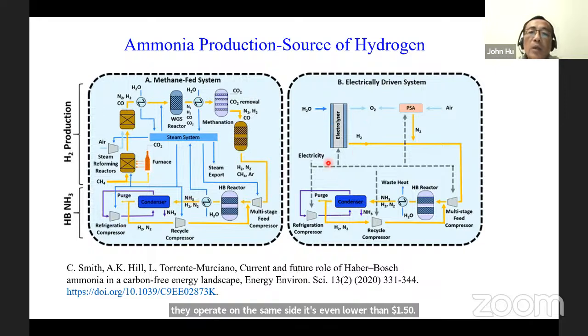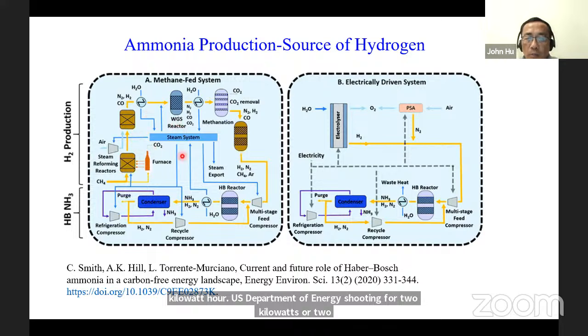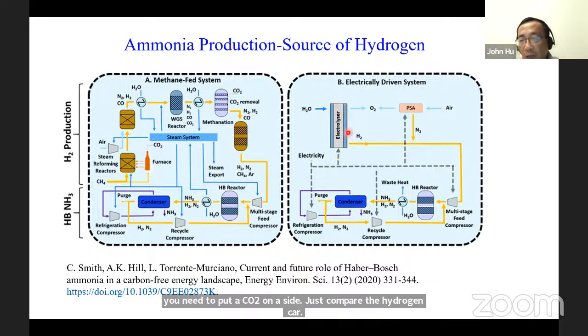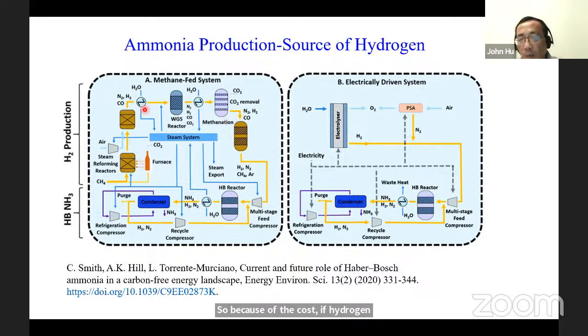Today, the hydrogen from the electrolyzer is more than $5 per kilogram. The U.S. Department of Energy is shooting for $2 per kg, trying to compete with natural gas. Hydrogen from natural gas is still cheap. True, you need to put CO2 on the side, but just compare the hydrogen cost. So because of the cost, if hydrogen costs 3 times more than Haber-Bosch hydrogen, of course nobody will buy the green ammonia. All right. So that's a challenge.